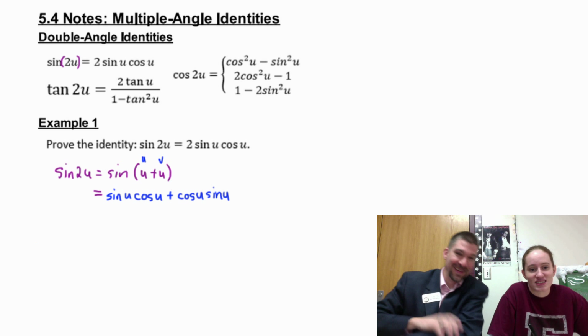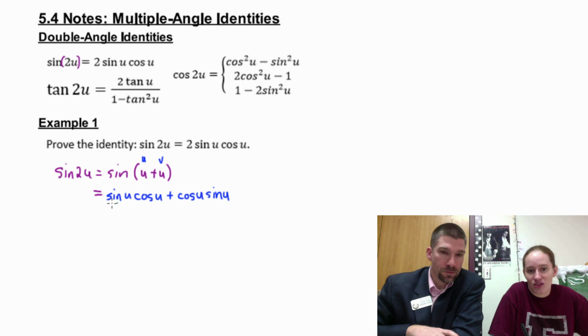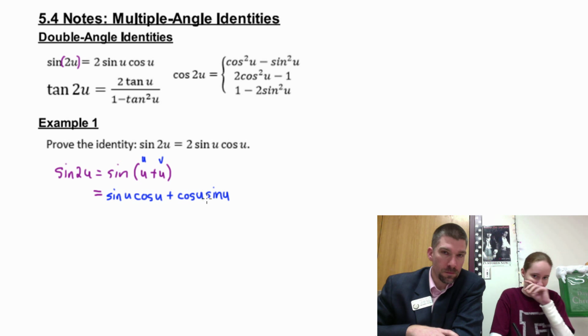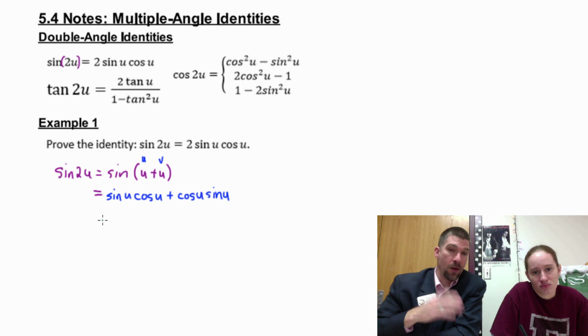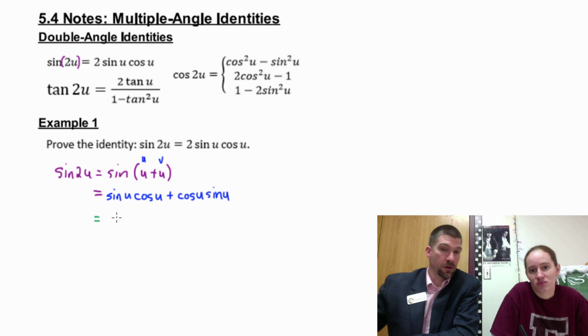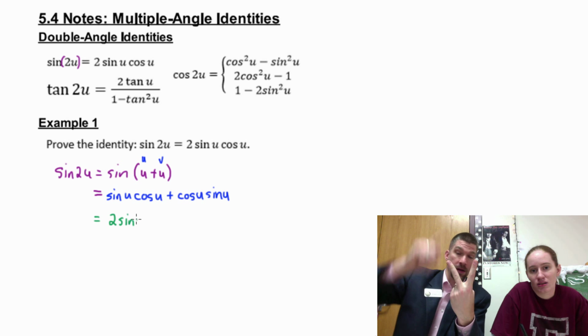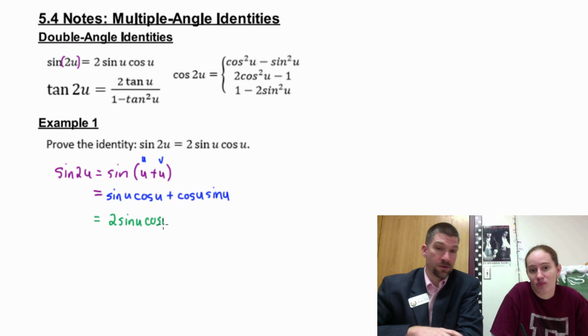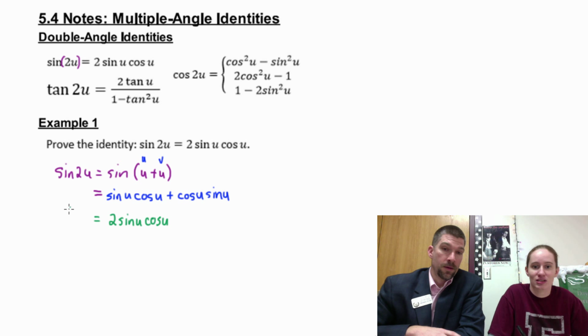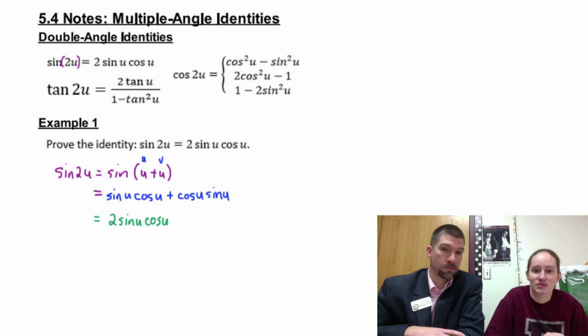Sine u and cosine u here, even though they're in different orders, are the same thing. So if I've got one cosine u sine u plus another cosine u sine u, you have 2 of them. So we have 2 sine u cosine u. Pretty easy as pie.